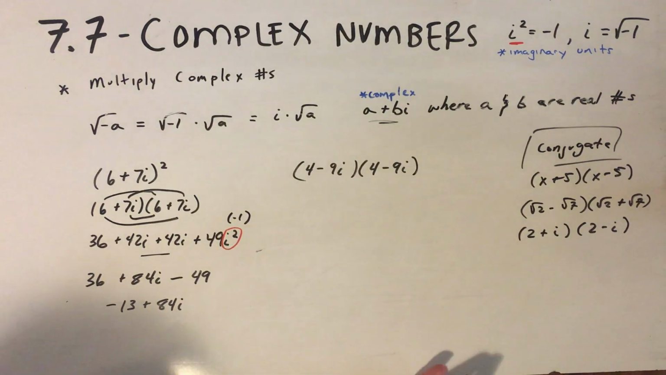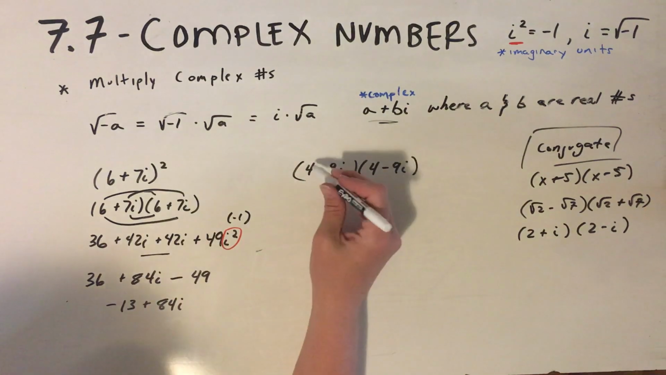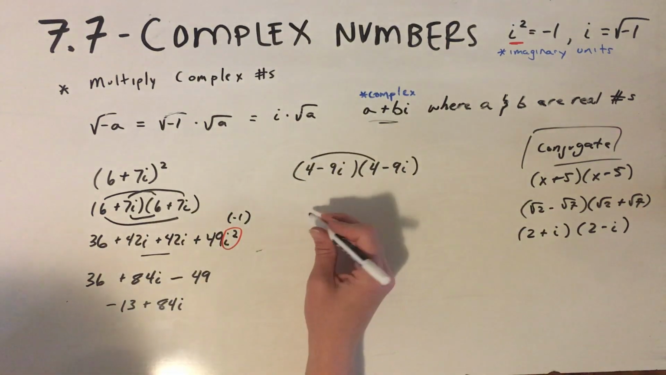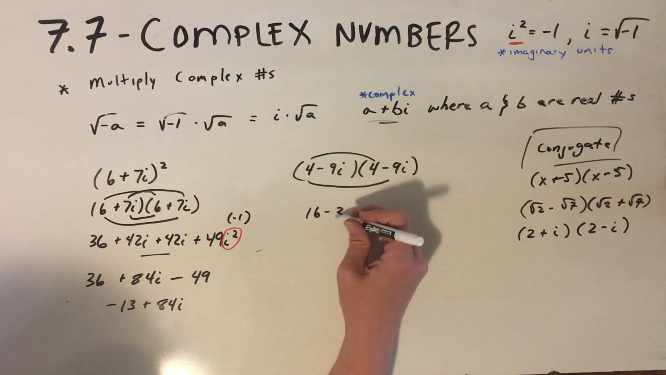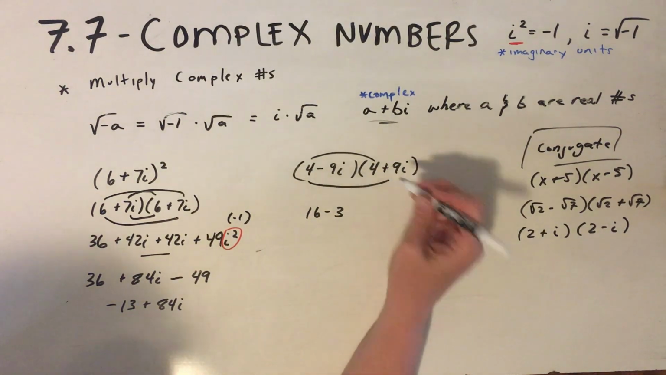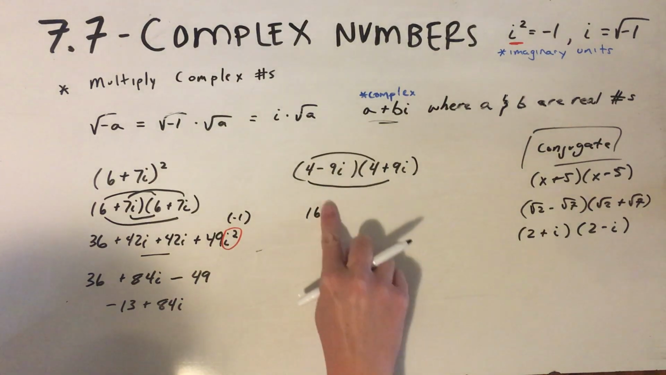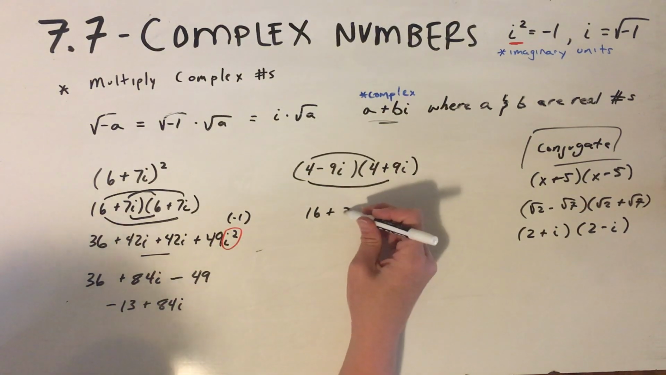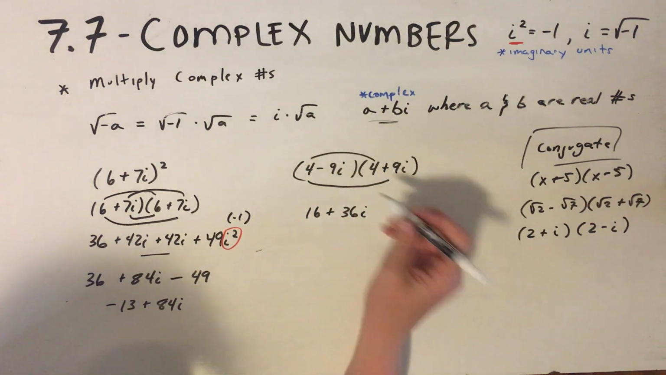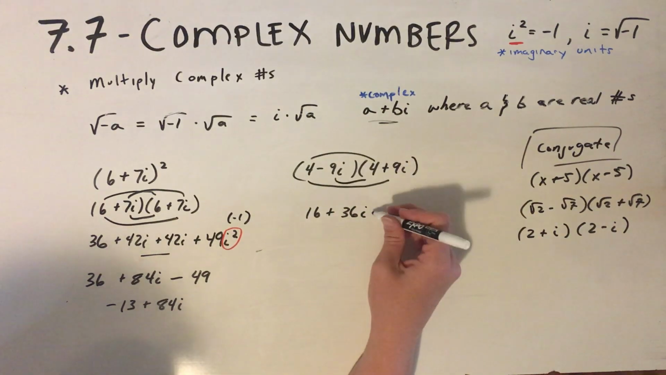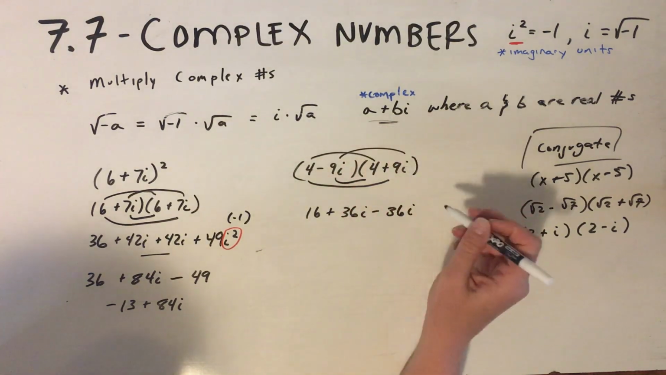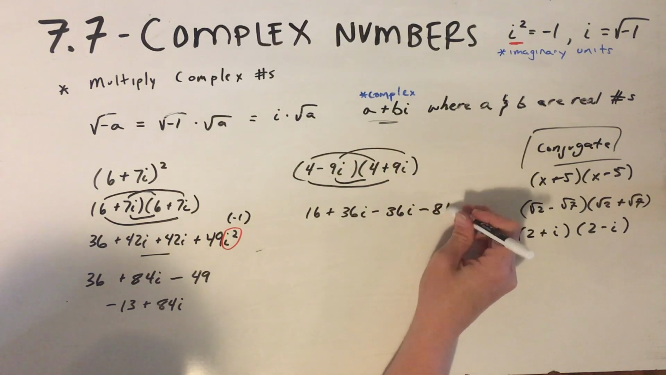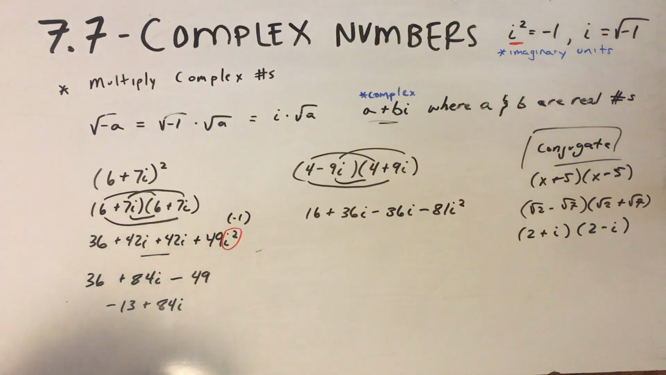Okay, so again, we're going to use the FOIL method, just like we did here. We're going to do first times the first. 4 times 4 is going to be 16. Outers, sorry, this is a plus here, conjugates of each other. Outers is going to be a positive 36i. Inners are going to be a negative 36i. And the lasts are going to give you a negative 81i squared.